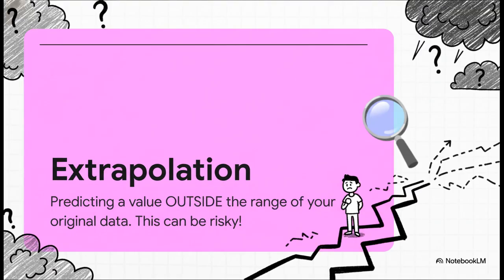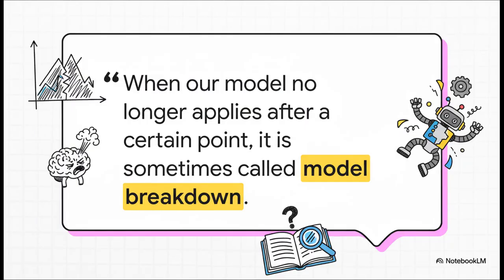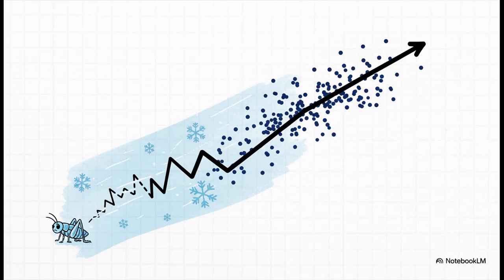But predicting a value outside of that original data range, that's called extrapolation. And this is where you need to be super careful. You're basically wandering into unknown territory and just assuming the pattern you found keeps going forever, which it almost never does. And there's a name for what happens when you push your model too far. It's called model breakdown. It's that point where the beautiful, simple relationship you discovered just stops working. It breaks.